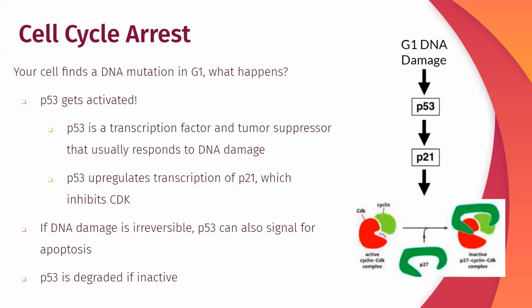And so if DNA damage is deemed irreversible by P53, or by the cell, P53 signals for apoptosis, and then damaged DNA transcription doesn't occur. And P53 is constantly being degraded if inactive. And so there's a little pathway that shows how inactivation of CDK-cyclin occurs through P53 and P21.